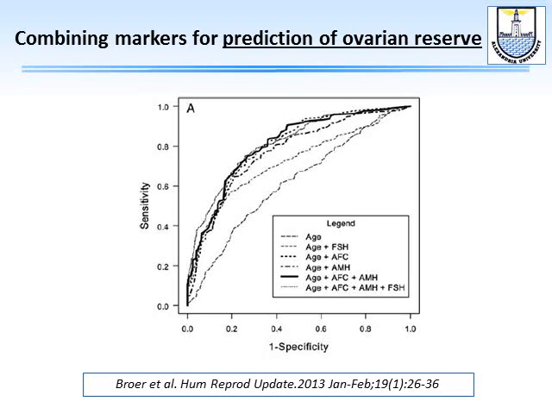And this is what Broer and colleagues tried to do in 2013. They compared different combinations, and they said, well, age plus AFC plus AMH plus FSH is probably the best combination of markers, here trying to predict the ovarian reserve, as we can see.